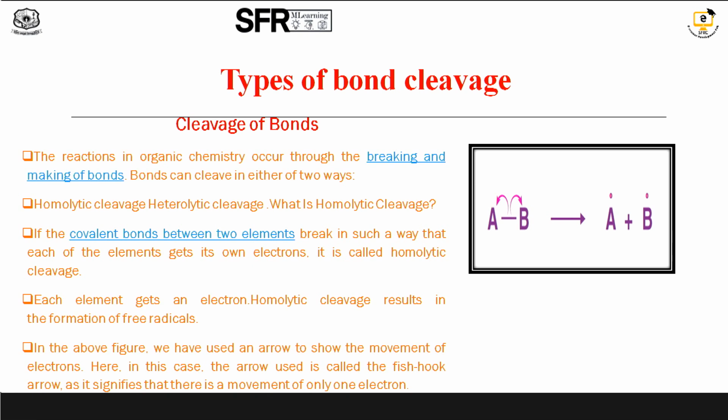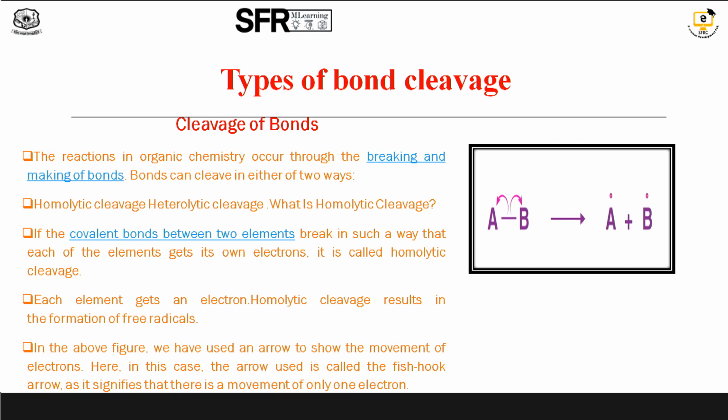Now we will discuss the types of bond cleavages. What do you mean by cleavage of bonds? When you have a compound like AB, if the bond is ruptured, the breaking and making of bonds occurs. The bonds may cleave in two ways. What is that? Homolytic cleavage and heterolytic cleavage.